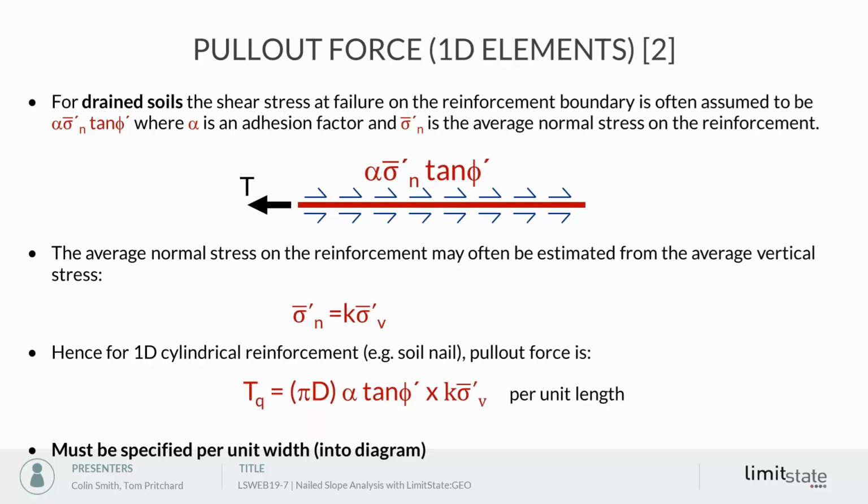And so for a 1D cylindrical reinforcement, we're going to end up with the pull-out force per unit length and per unit width is the circumference of the reinforcement times alpha times tan phi times K times the average vertical stress acting along the length, per unit length, of the reinforcement. So actually, yeah, we'll go back to the software first and illustrate that.